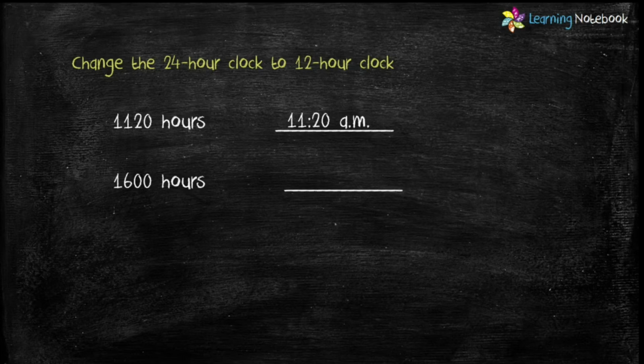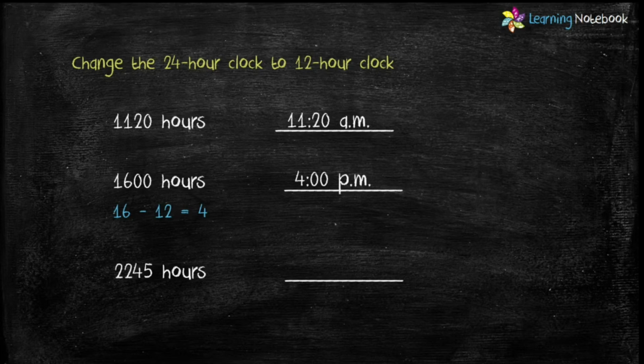Now next is 1600 hours. Here, since the time is more than 12 hours, let's subtract 12 from 16 and use PM. Therefore, answer is 4 PM. And the last part is 2245 hours. Again students, the time is more than 12 hours. So subtract 12 from 22. We get 10. Now add 45 minutes to it and answer is 10:45 PM.